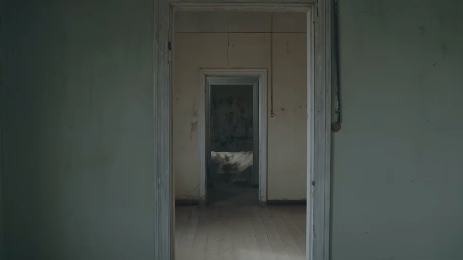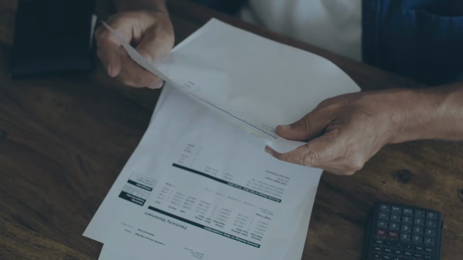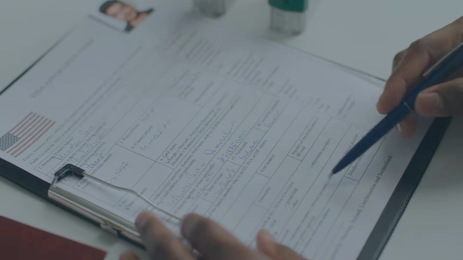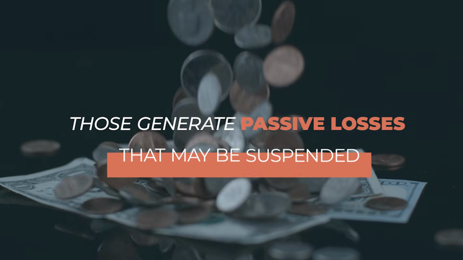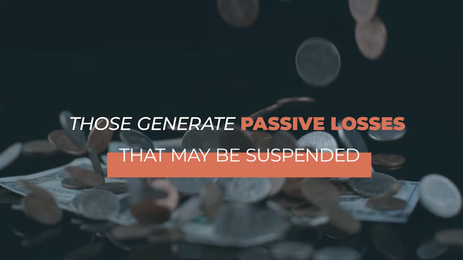Now, future losses after the conversion may become passive. Once the property becomes a long-term rental, future losses are passive unless you qualify as a real estate professional and you materially participate. Future depreciation, operating expenses, repairs, insurance, and other costs generate passive losses that may be suspended. So they're kind of hanging there, waiting to be applied if you do not have passive income to absorb them.